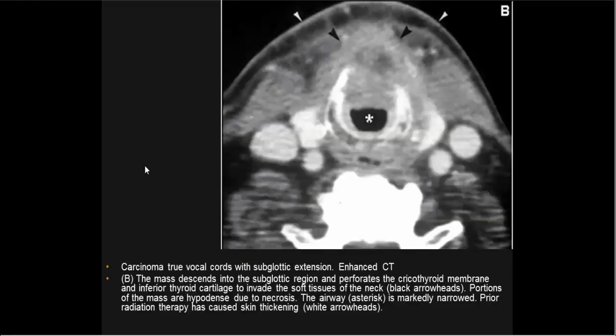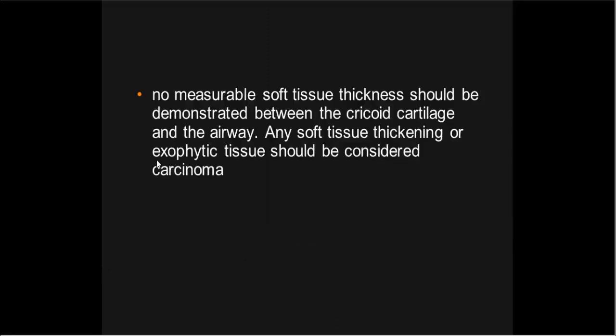vocal cord. Carcinoma of true vocal cord with subglottic extension, enhanced CT demonstrates mass descends into subglottic regions, perforates cricothyroid membrane and inferior thyroid cartilage to invade soft tissue of the neck. Portion of the mass hypodense due to necrosis. This portion, as we see airway markedly narrowed, prior radiation therapy caused skin thickening.